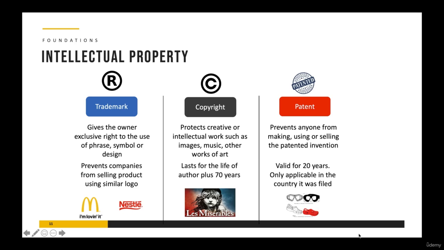The third one is patent, which prevents anyone from making, using, or selling the patented invention. This is extensively used by commercial enterprises to launch specific products. Now, patent is valid for 20 years and it is also only applicable in the country it was filed. So if you want an international patent, you have to apply in different countries.